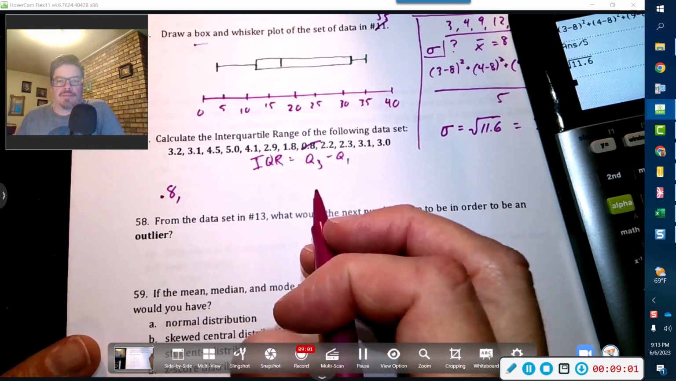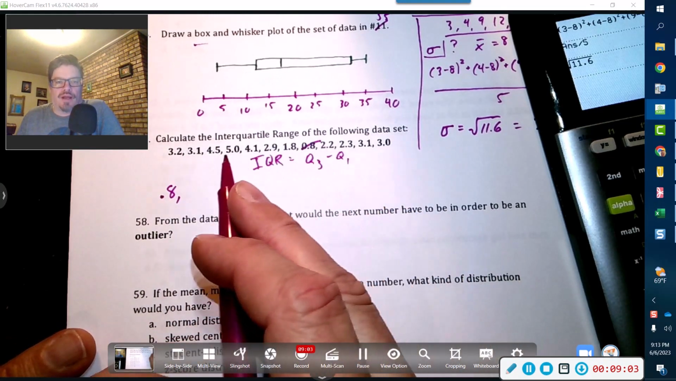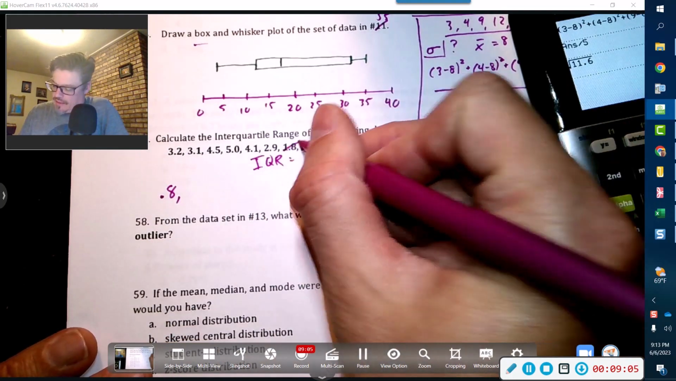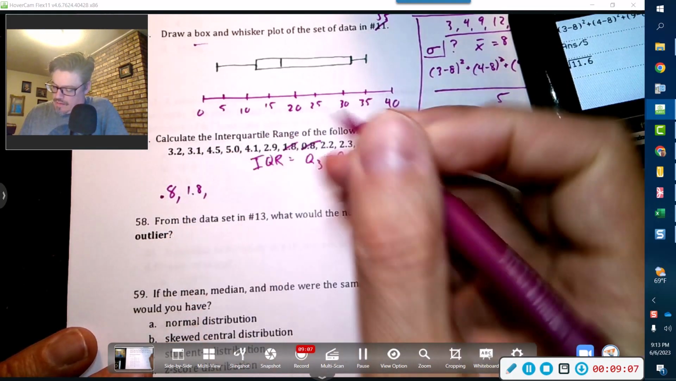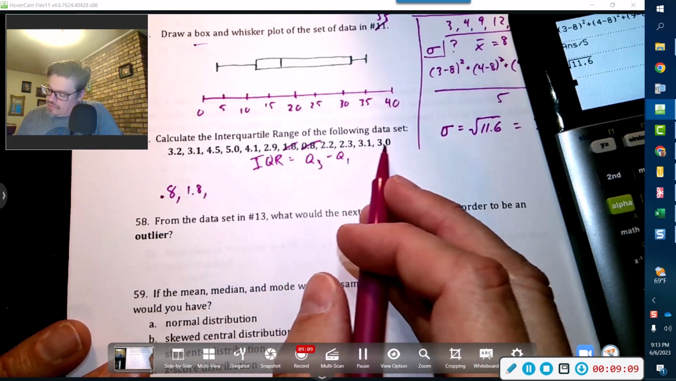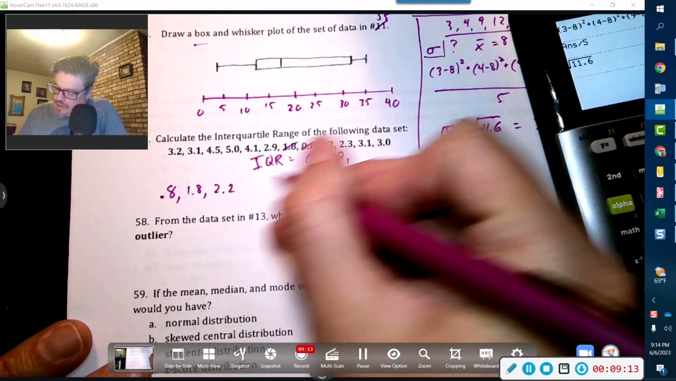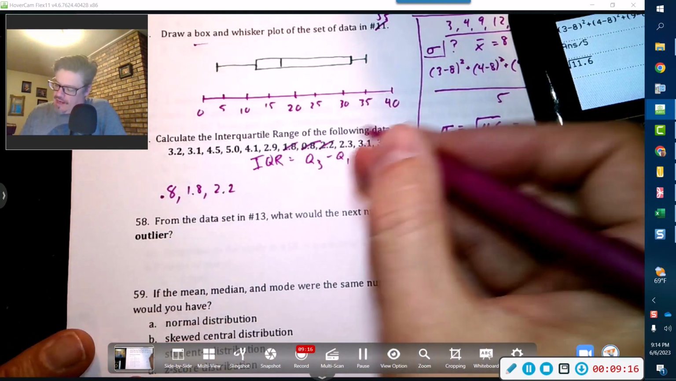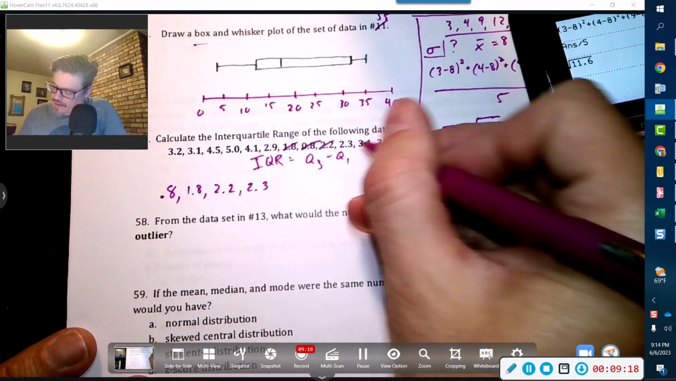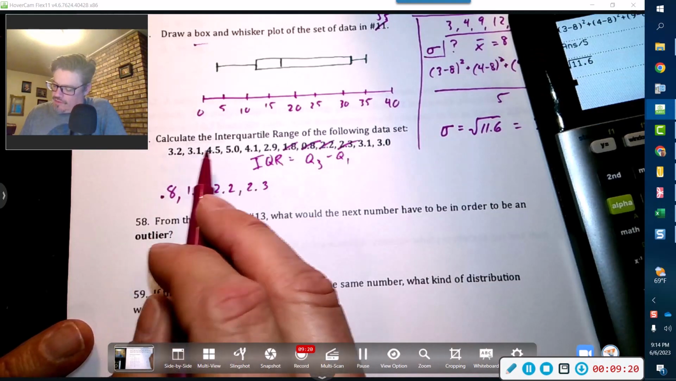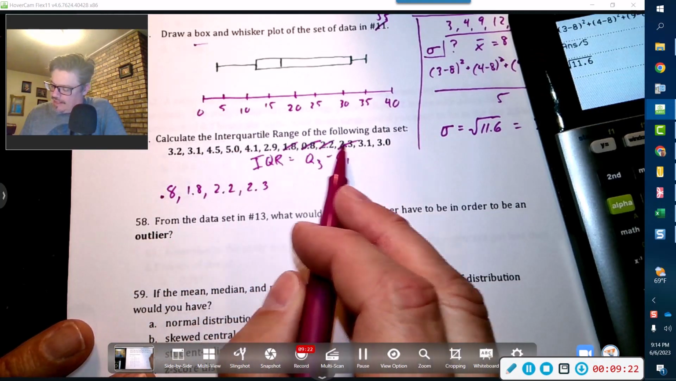Now the next number that I see is a 1.8, okay, 1.8. The next one up is a 2.2. Then I'll cross it out. So write it down, then cross it out. Then I see a 2.3. Okay, now how many do I have? 1, 2, 3, 4, 5, 6, 7, 8, 9, 10, 11, 12.